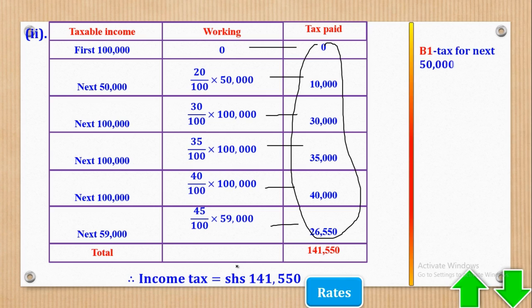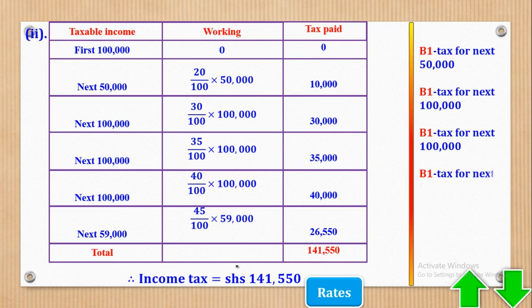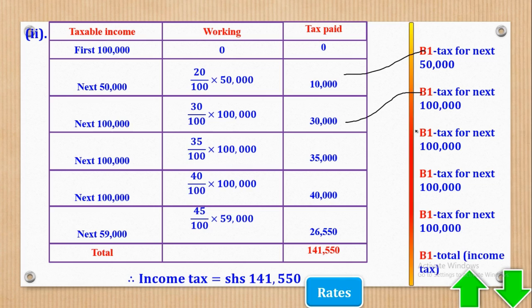Now let's see how much can be awarded. So B1 for this, B1 for that, tax for that, tax for this, so this, and lastly the total.